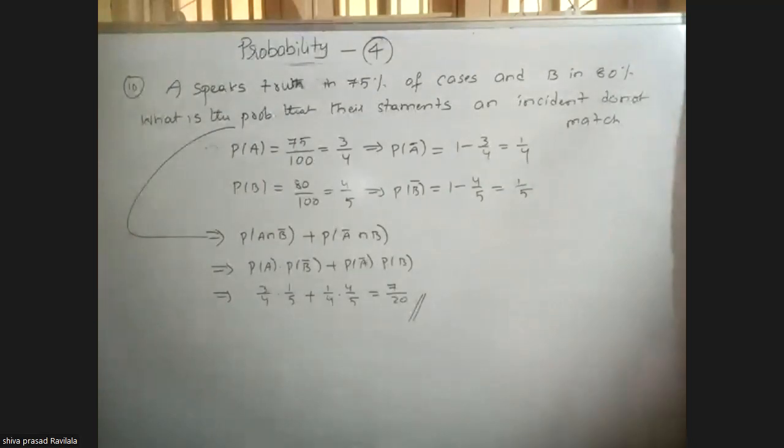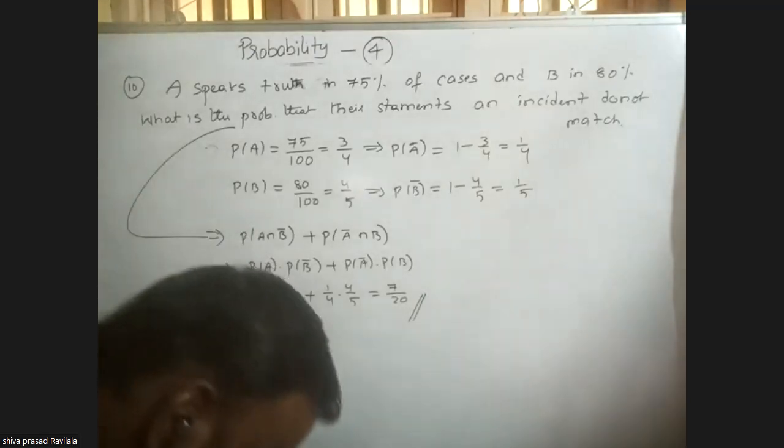Like this, we have one more question in the same method. A problem in calculus is given to two students, A and B, whose chances of solving are 1 by 3 and 1 by 4. Find the probability of the problem being solved if both of them try independently.